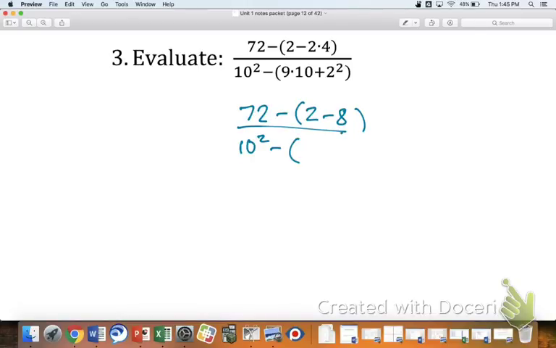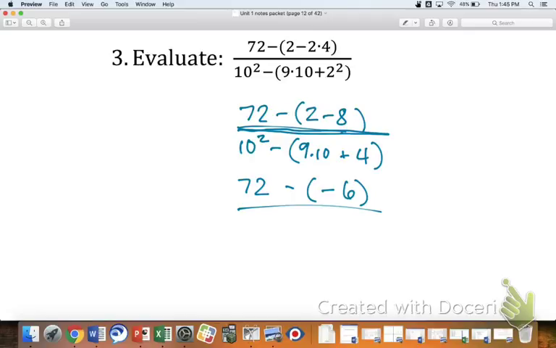And in there I see an exponent. So I'm going to go 9 times 10 plus 2 squared is 4. So right now all I'm doing is the work inside the parentheses in the numerator, as well as in the denominator. And there's still more work to be done. So I'm going to write now 72 minus 2 minus 8, -6. So I've handled the parentheses there. Down below, there's more work to be done. We got 10 squared minus, it's 90 plus 4 as I handle that multiplication. Is that making sense? Okay.